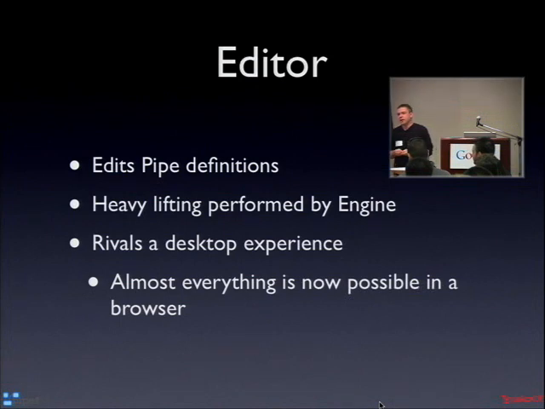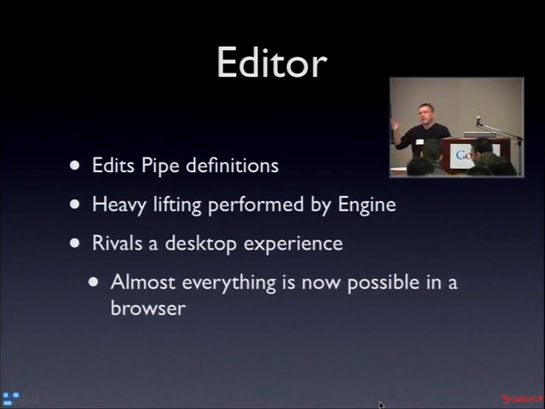So the editor is where the pipe definitions get created. It basically just posts them back to the engine. While the editor is this great thing that people can use to create pipes very rapidly, we could actually write them by hand in a text editor. They're not that complex. The heavy lifting is all done by the engine. The editor's a very thin view on top of all of that data.